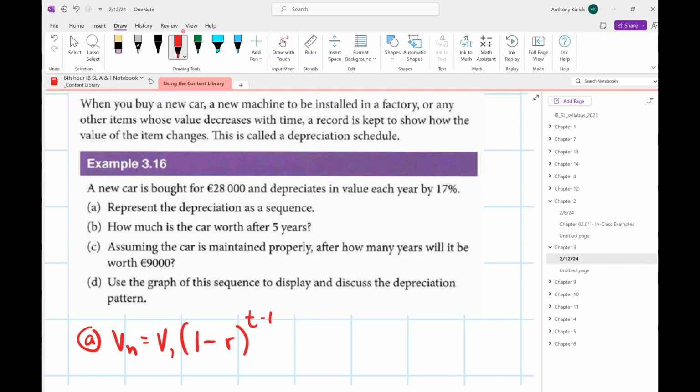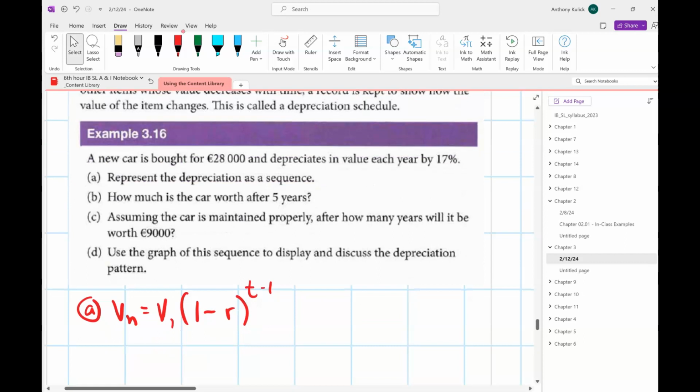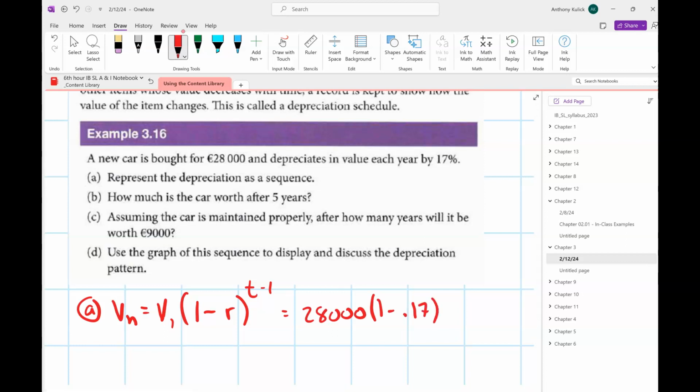So again, it's going to work just like the population growth model, except instead of being plus, it's minus R. So here we'd have like 28,000 times (1 minus 0.7) to the T. Again, notice because I'm using V0, I dropped the minus 1. Everybody caught that?